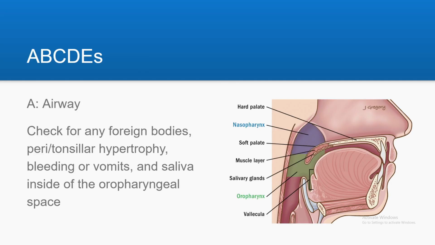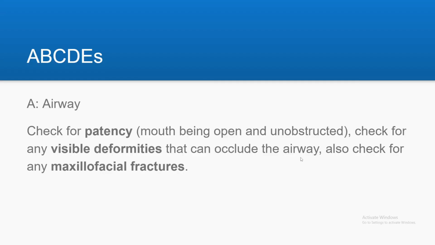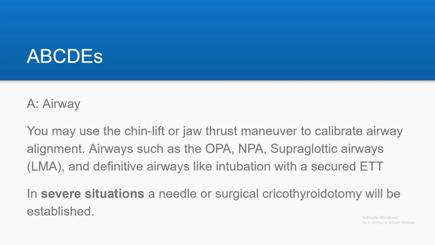So for airway, we want to check for any foreign bodies, peritonsillar hypertrophy, bleeding or vomit, and saliva within the oropharyngeal space. You may refer to the anatomy shown and represented on the right side. For airway, you'd also like to check for patency, so that means the mouth is opened and unobstructed. You want to check for any visible deformities that can occlude the airway. You also want to check for any maxillofacial fractures as well. Okay, you may use chin lift or jaw thrust maneuvers to calibrate airway alignment.